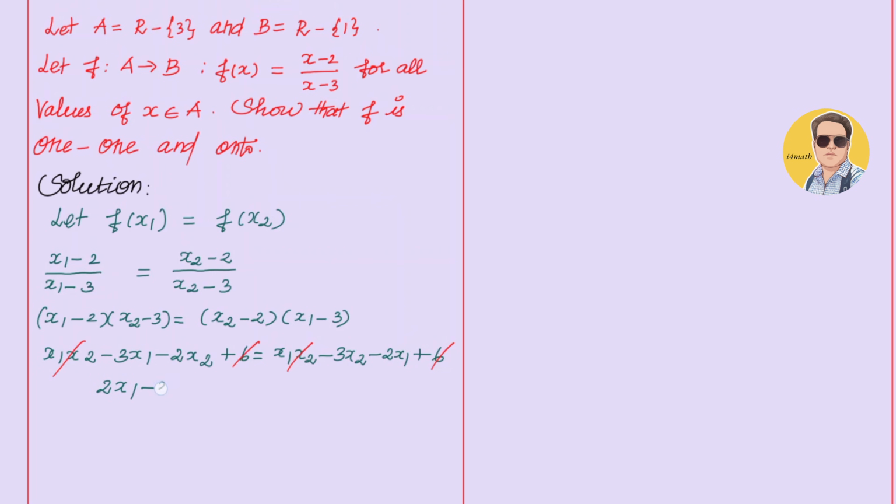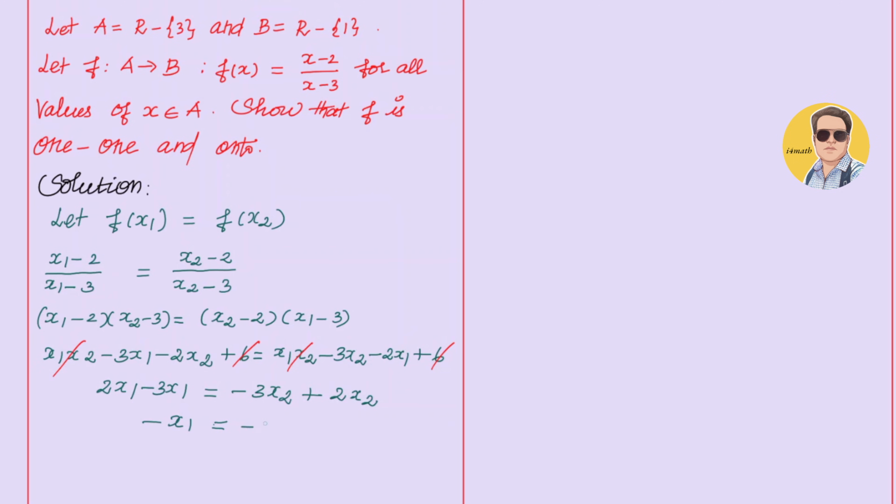So bring this minus 2x1 to the left hand side. So plus 2x1, and then minus 3x1 already is there in the left hand side. Similarly, minus 3x2 is there in the right hand side. Take this minus 2x2 to the right hand side.